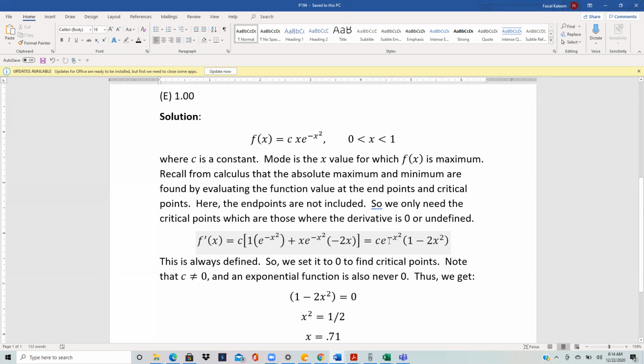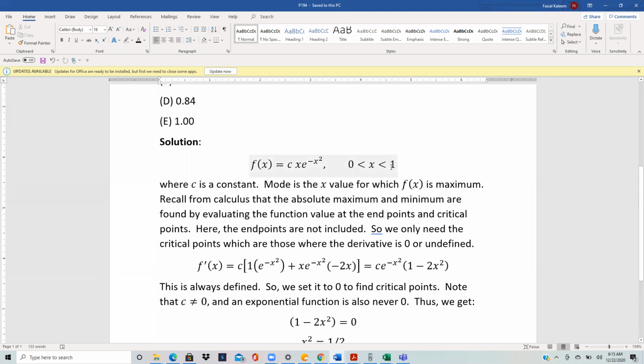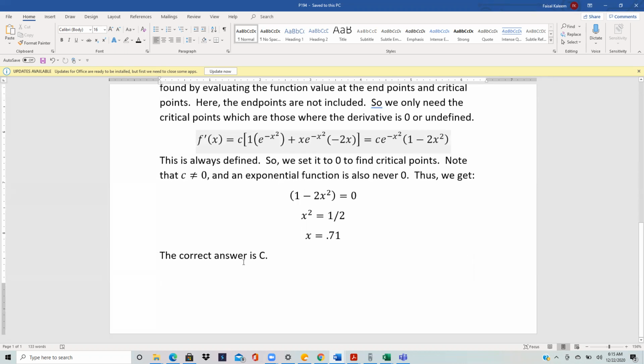So when you set the whole thing equal to 0, the 1 minus 2x squared will equal 0. This gives you x squared equals a half, and x equals 0.71. We only consider the positive root because x is between 0 and 1. And that was choice C.